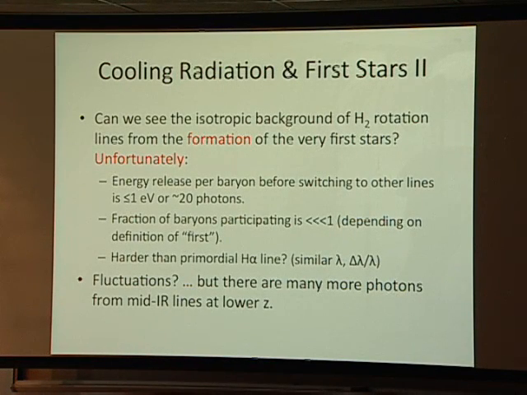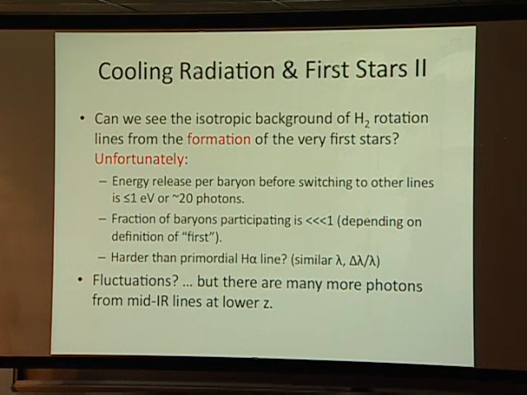Unfortunately, this is going to be really hard. The reason is that if you think about just the cooling that leads to the formation of the first stars, it's hard to see how you get more than an eV of molecular hydrogen radiation per baryon out of this. Because if the energy source is gravitational and the system is virialized, then after you radiate away that much energy, your temperature gets high enough that you're going to start exciting other lines.